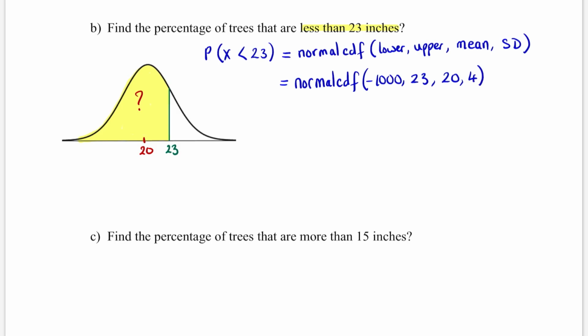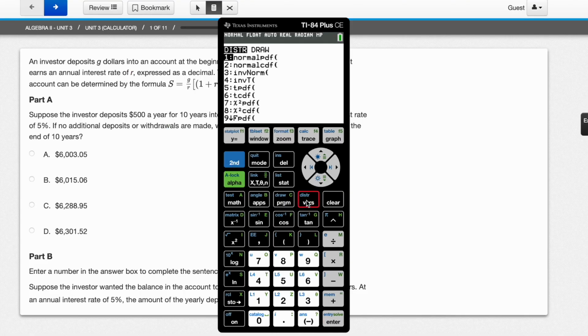And I'll put this all in my calculator. Second distribution, I choose the second one. Lower bound is negative 1,000. For the negative sign, please use the button down here for negative. Do not use this minus sign. Upper bound is 23. Mean is 20 and standard deviation is 4. Enter, enter. This is my answer.